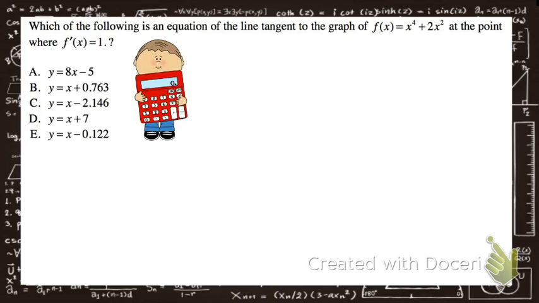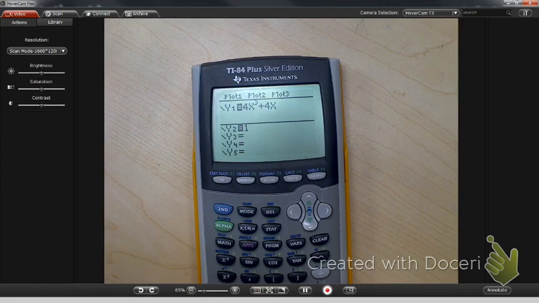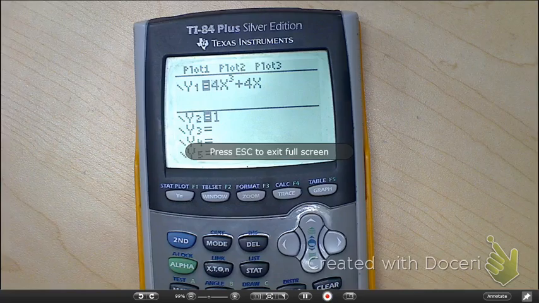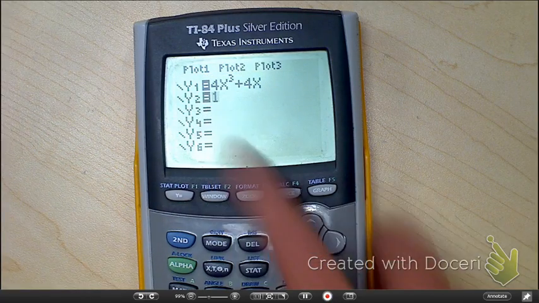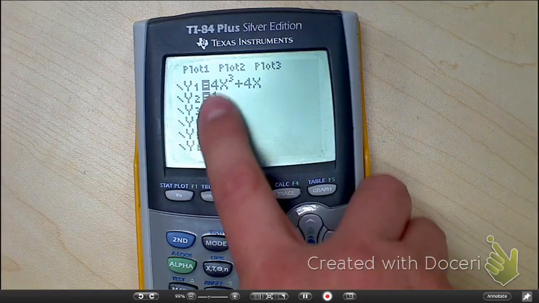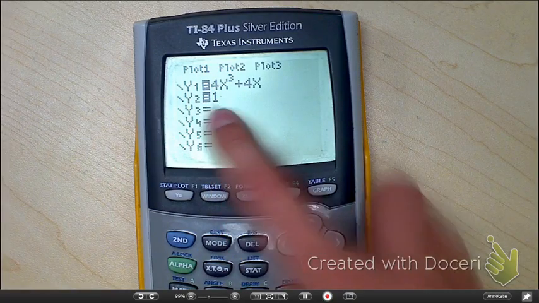What would you do first in order to figure out where the derivative is equal to 1? Graph the derivative. Okay, what's the derivative of this? 4x cubed plus 4x. Okay, look up here at my screen. If I want to know where the derivative is equal to 1, I would find the derivative, which is 4x cubed plus 4x, and then I would put 1 for y2.